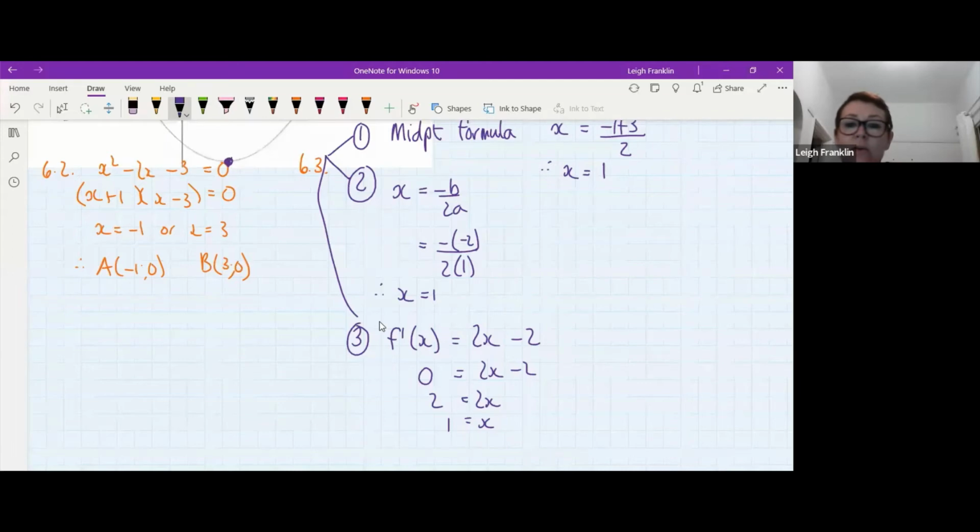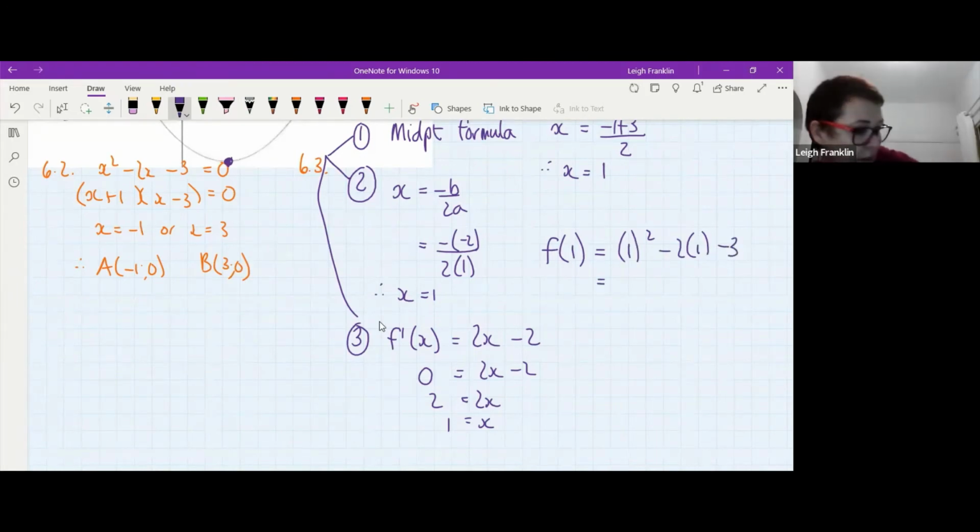And then calculating y, there's only 1 way to be able to do that. We have to then go and sub 1 back in. So f of 1 gives us 1 squared minus 2 times 1 minus 3, and then we end up with -4.